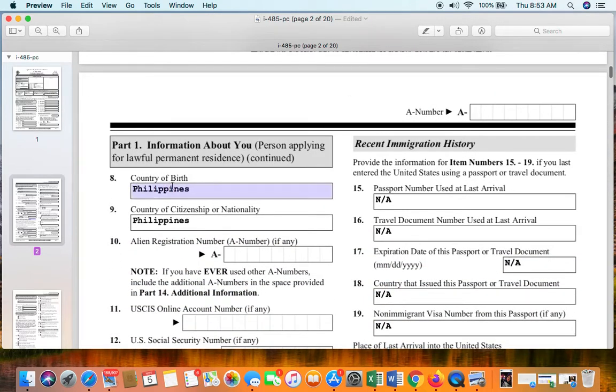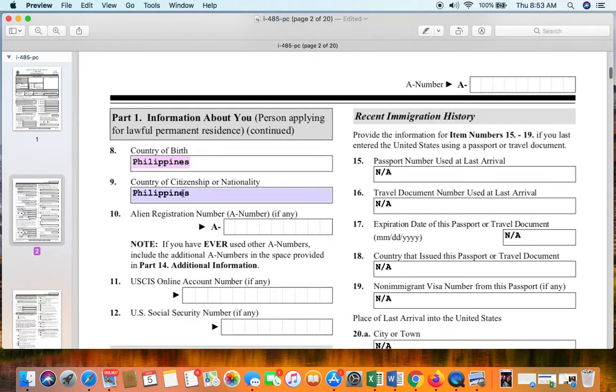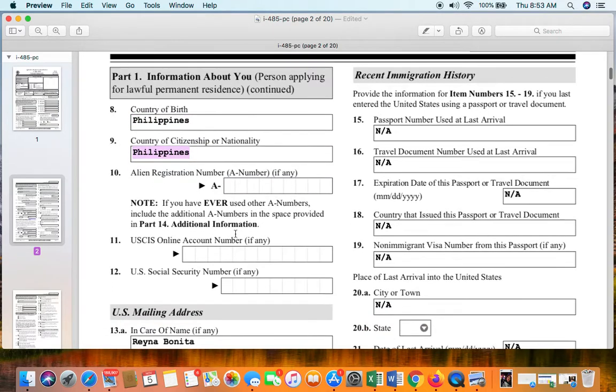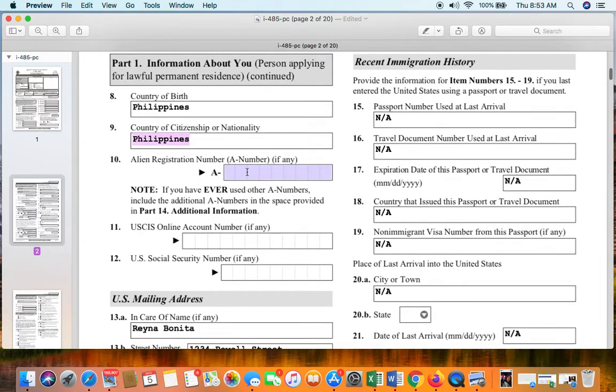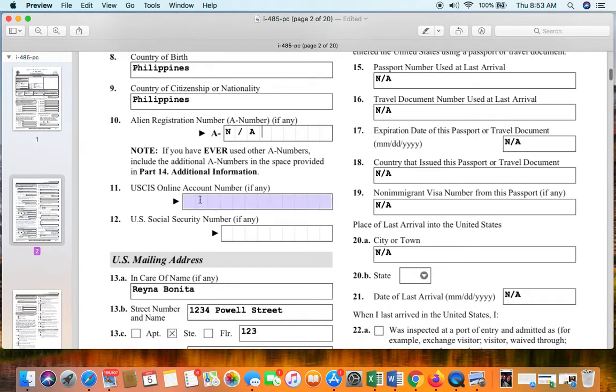Country of birth, number 8. She was born in the Philippines. So you have to put there Philippines. Country of citizenship or nationality, Philippines. So alien registration number, any number. Since she is my derivative applicant, she doesn't have an alien number yet. So I'm just gonna leave it blank, or I can put NA. So USCIS online account, if any. So not applicable, I'm gonna put NA.